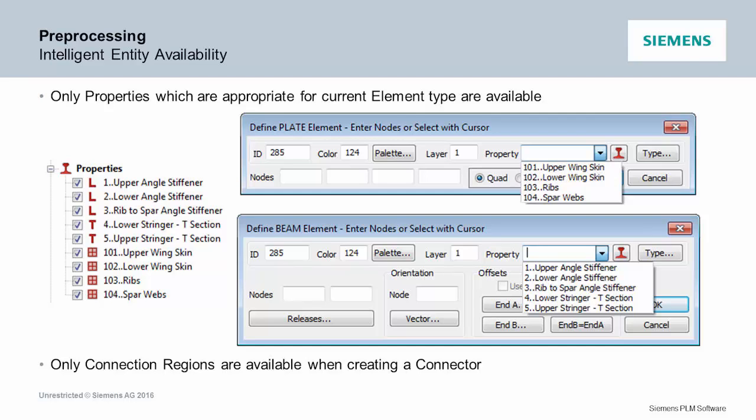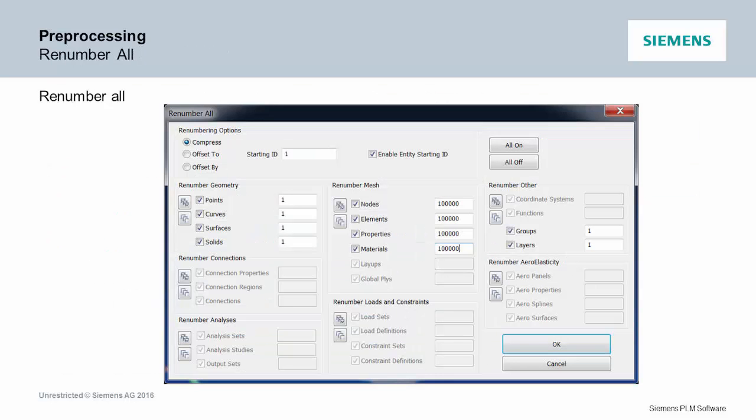So if you're creating beam elements, it only shows you the line properties. If you're meshing with plates, it only shows you the shell properties. If you're meshing with solids, it only shows you the solid properties. There's now a renumber all option. And if you just go in there and say renumber all, okay, it renumbers all, 1 to whatever. But you can control everything individually if you wanted to.